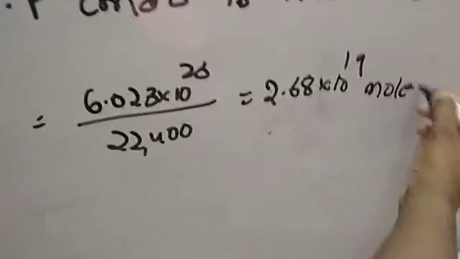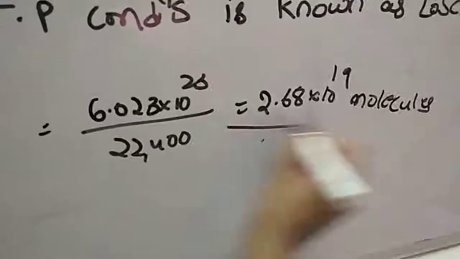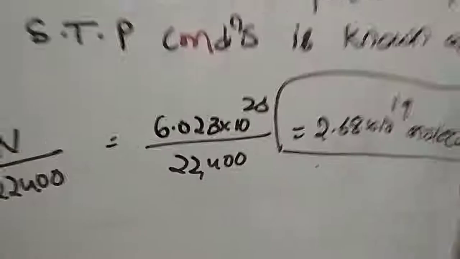This 2.68 into 10 to the power of 19 molecules is known as the Loschmidt number.